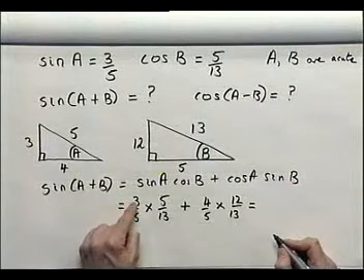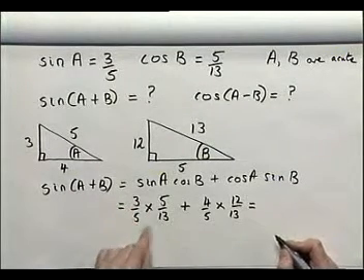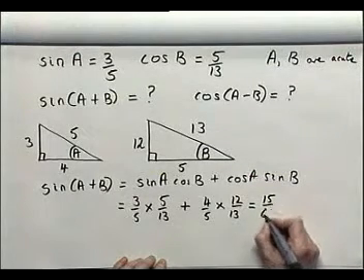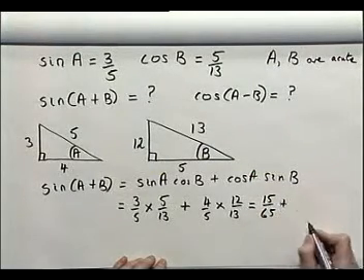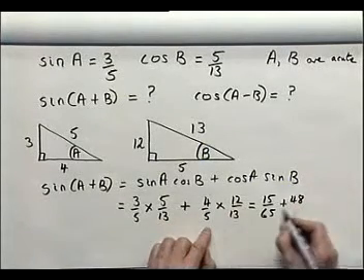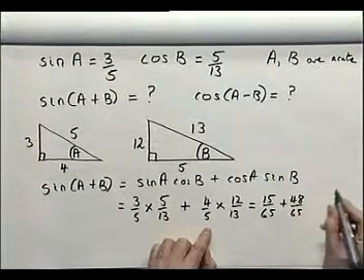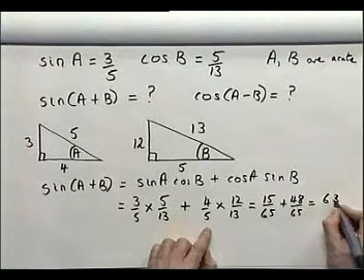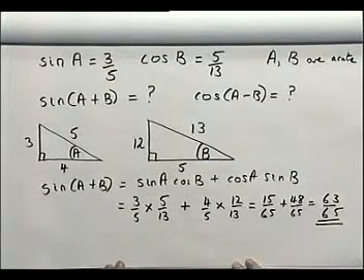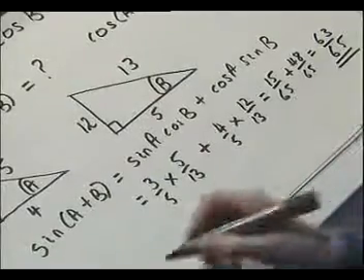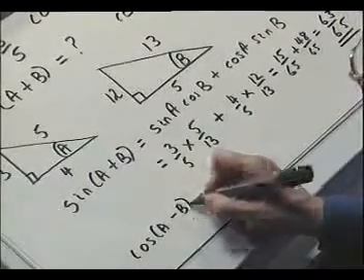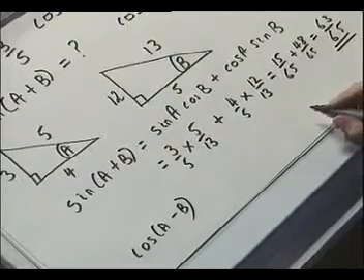Do the arithmetic. 3 5s are 15 and 5 13s are 65. So that's 15/65 plus 4 12s are 48 and 5 13s again are 65. And so that gives me a fraction, 63/65. We had cos of A minus B. So let's approach that in exactly the same way.